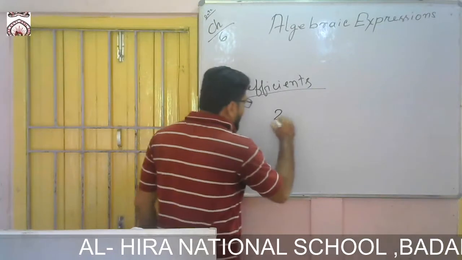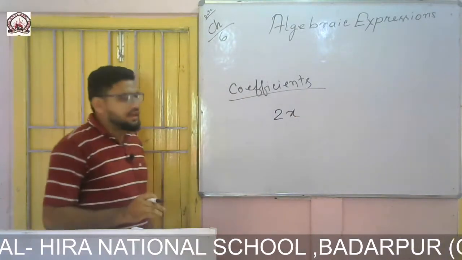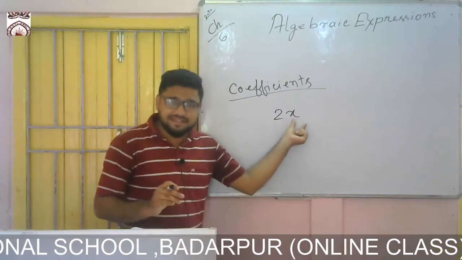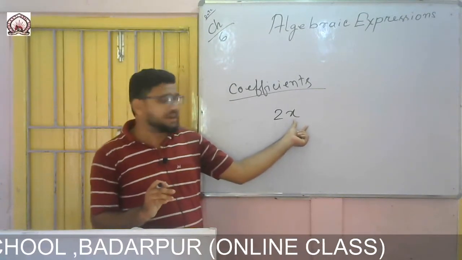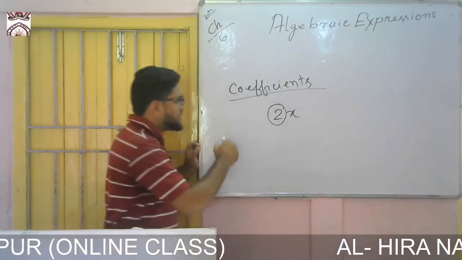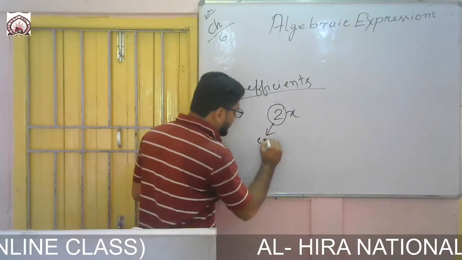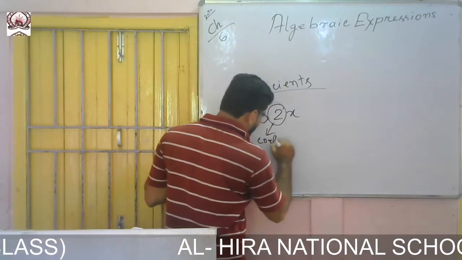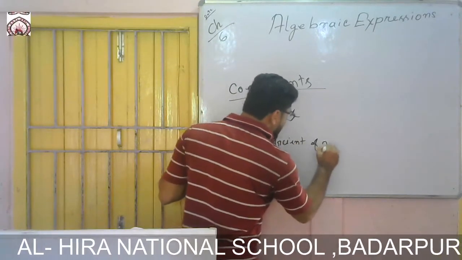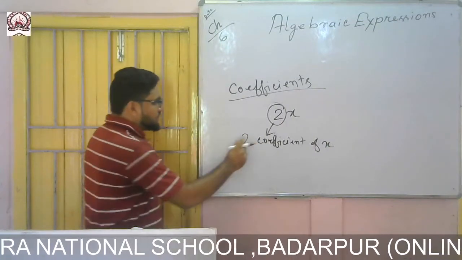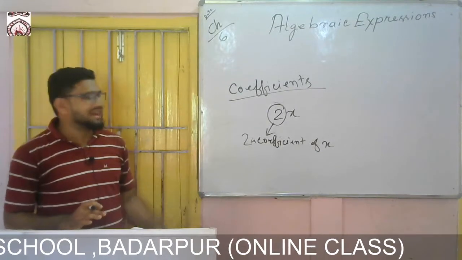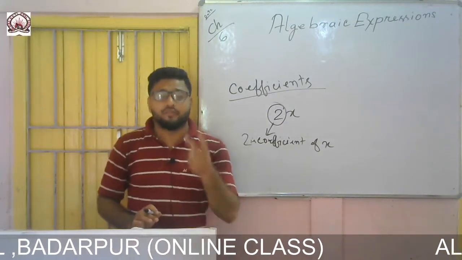Suppose if I write twice x, then with the variable 2 is multiplied. x is a variable and with this variable 2 is multiplied. So 2 is the coefficient of x. Here 2 is the coefficient of x. Understood?